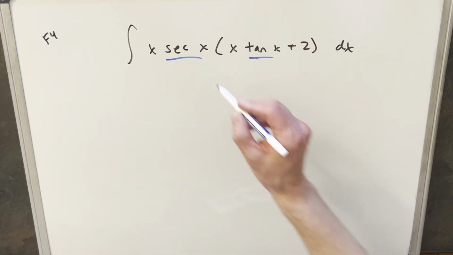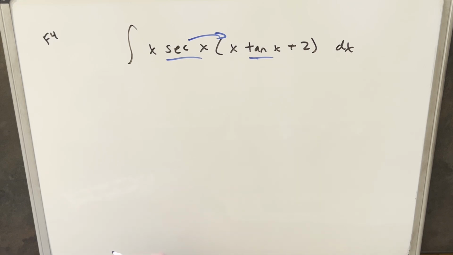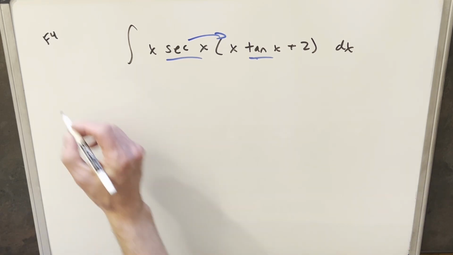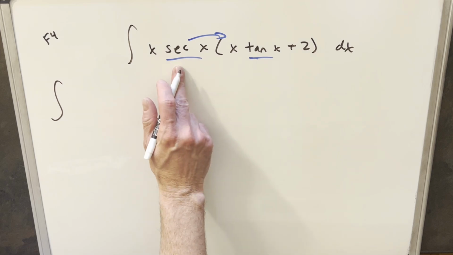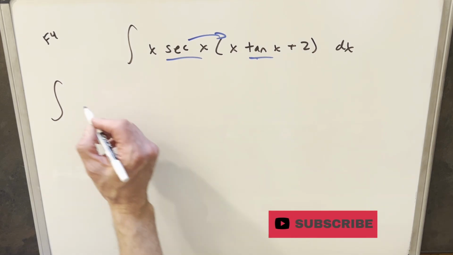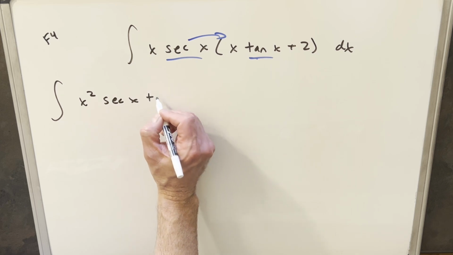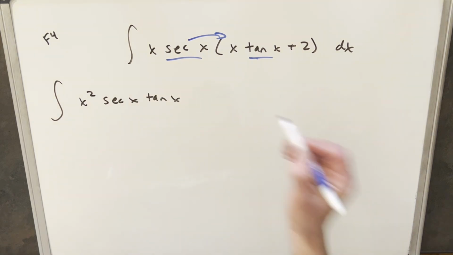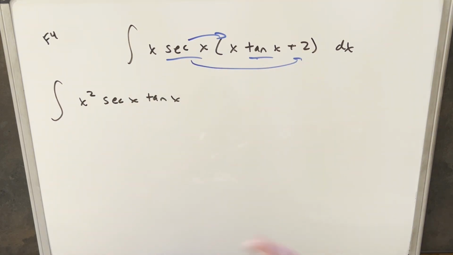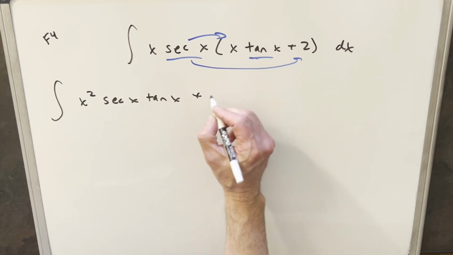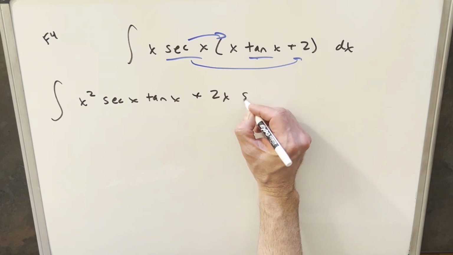So what I want to do to start is let's just multiply this in here and see what happens if we distribute everything out. So when I rewrite this, multiplying x secant times x tangent, this is going to give me x squared secant x tan x. And then just distributing in here to the 2, this is going to become 2x secant x.